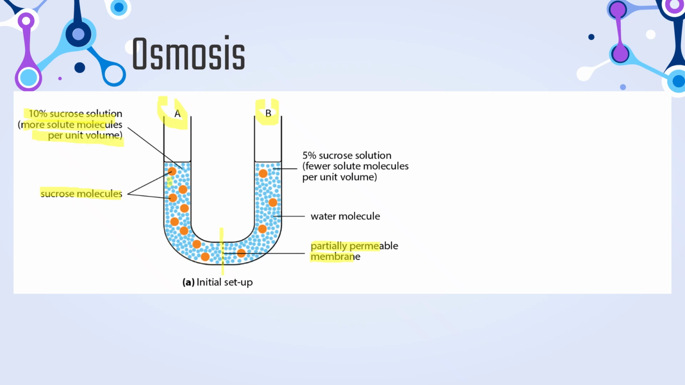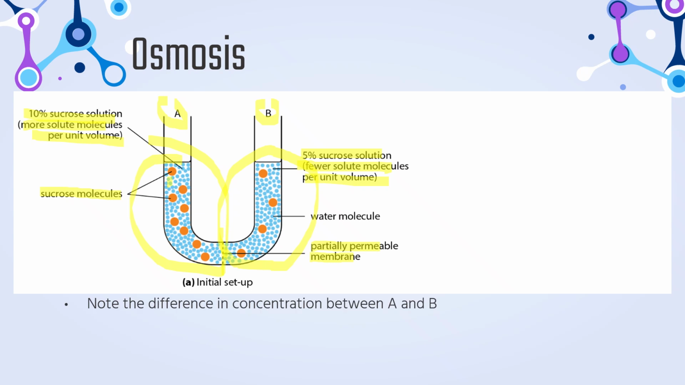Now in region B, you will see sucrose also, but there are fewer. If you count, in region A there is 1, 2, 3, 4, 5, 6, 7, 8, so there are 8 sucrose molecules. And in region B, if you count, there are only 4. So before you actually answer the question, you have to observe the diagram, and there are three questions that you need to take note of. I want you to note the difference in concentration between A and B, which I already described to you. So which one has higher concentration than which one?